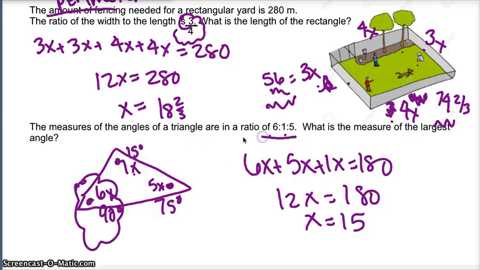And go ahead and check your ratio. If you were to take out the number they have in common, which is that 15, you have a 6, a 5, and then a 1.